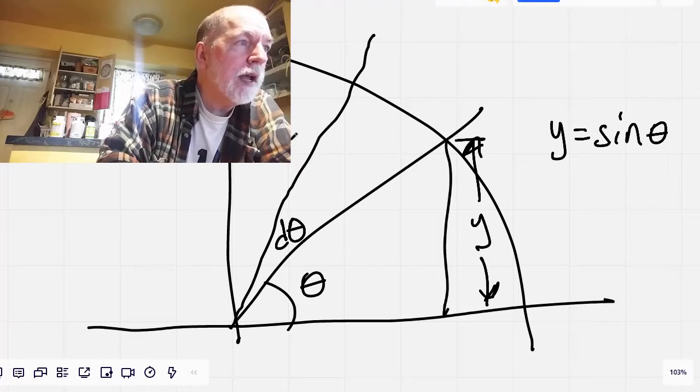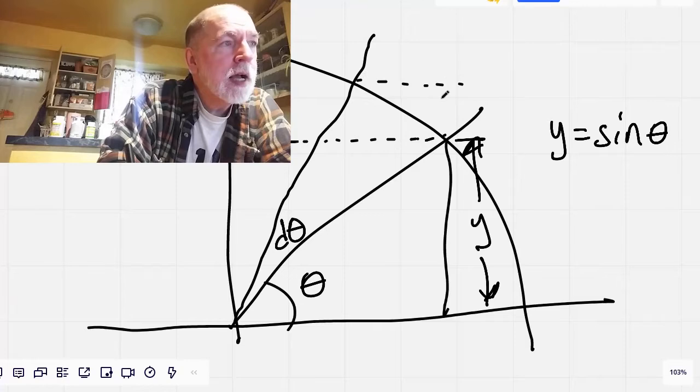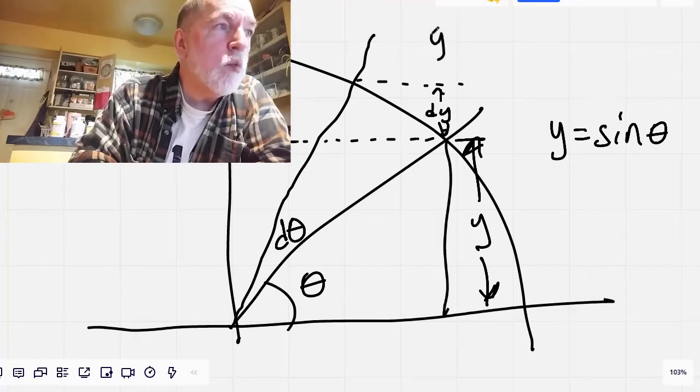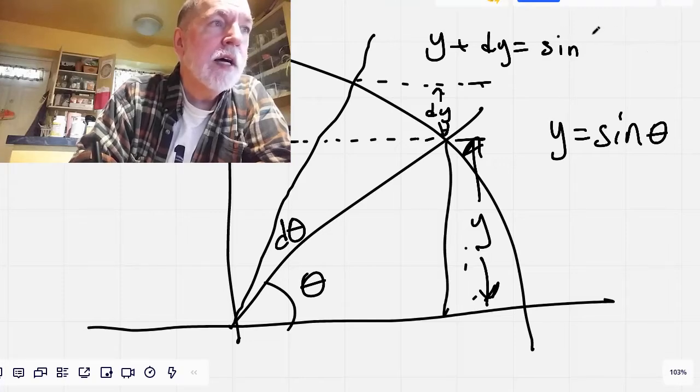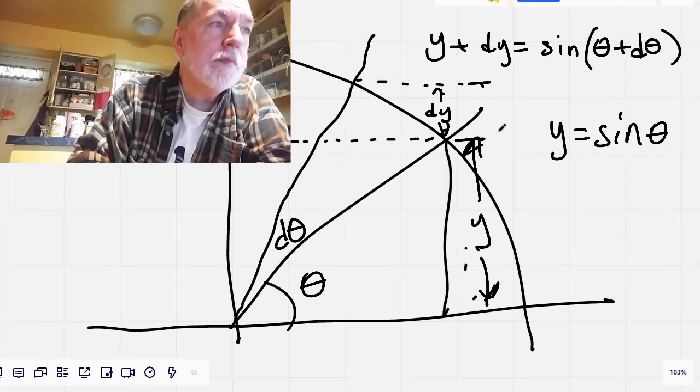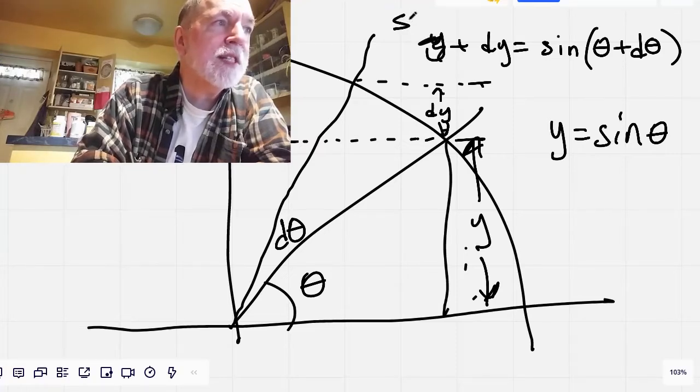And so what we have here, this little bit here is going to be dy. So the total of y plus dy, this whole total here from top to bottom, is the sine of theta plus that little extra bit of theta. Okay. And now keep in mind that sine theta is y. So let's just cross that out and just put sine theta here.